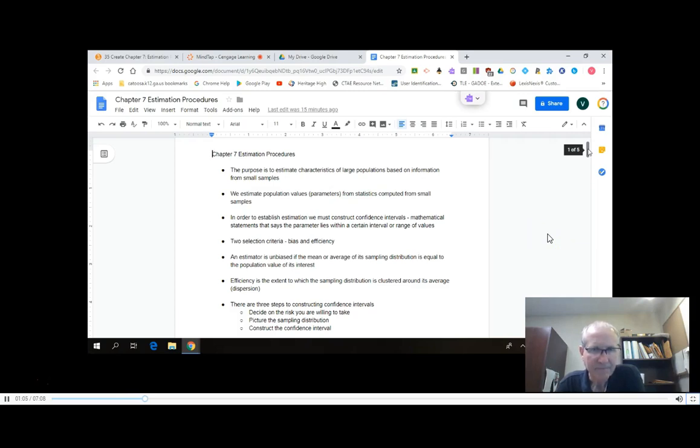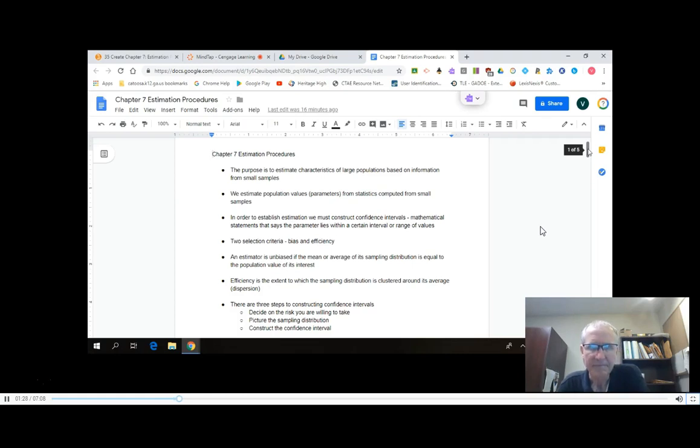Efficiency is the extent to which the sampling distribution is clustered around its average. So there we're basically talking about dispersion. Efficiency is essentially just dispersion. There are 3 steps to constructing the confidence intervals. The first one the book talked about was deciding on the level of risk that you're willing to take.